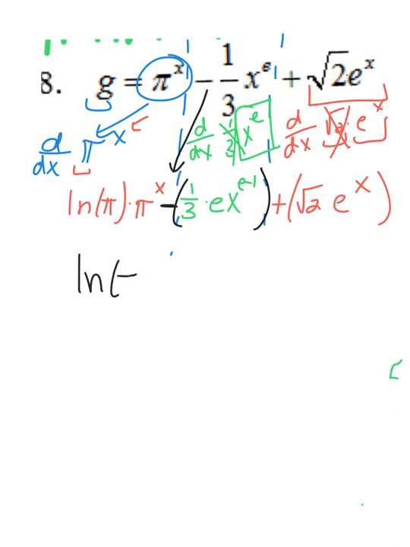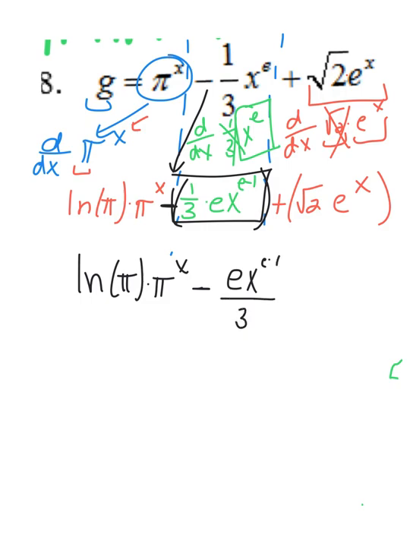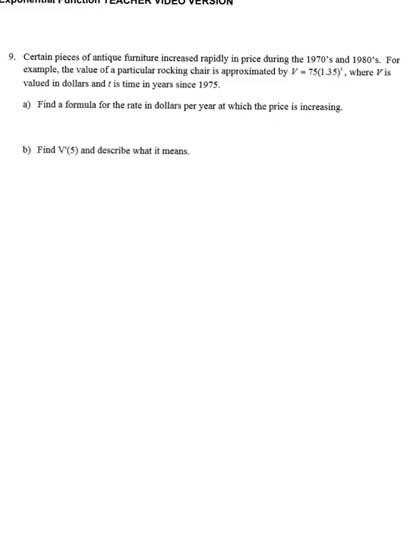We might want to simplify it a little bit, write it a little nicer, but we have the natural log of pi times pi to the x. And then here, I'm going to rewrite that as 1 fraction. So we have a minus, and then 1/3 times e times x to the e minus 1. It can be rewritten like that. And then over here, we'd add the square root of 2 times e to the x minus 1.